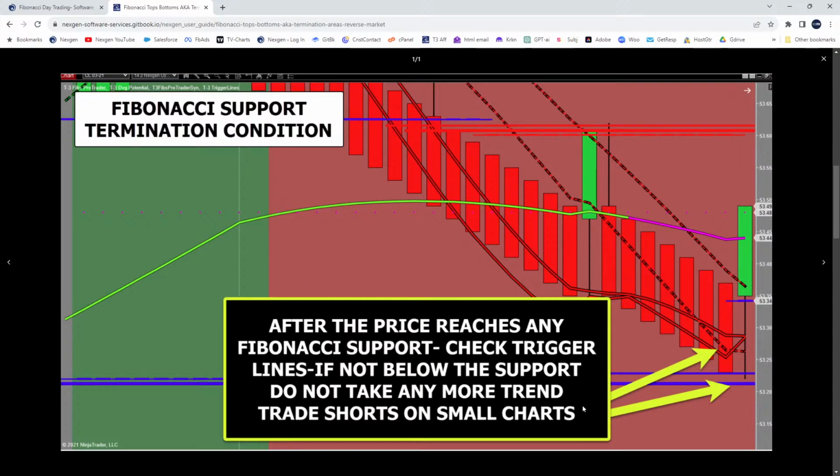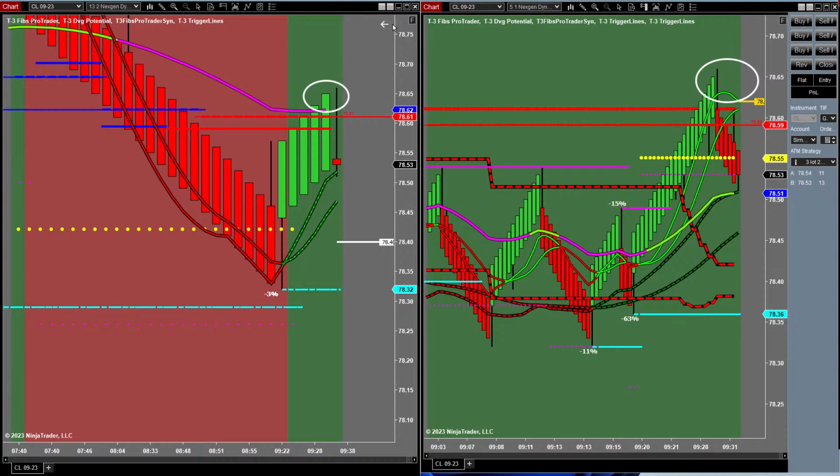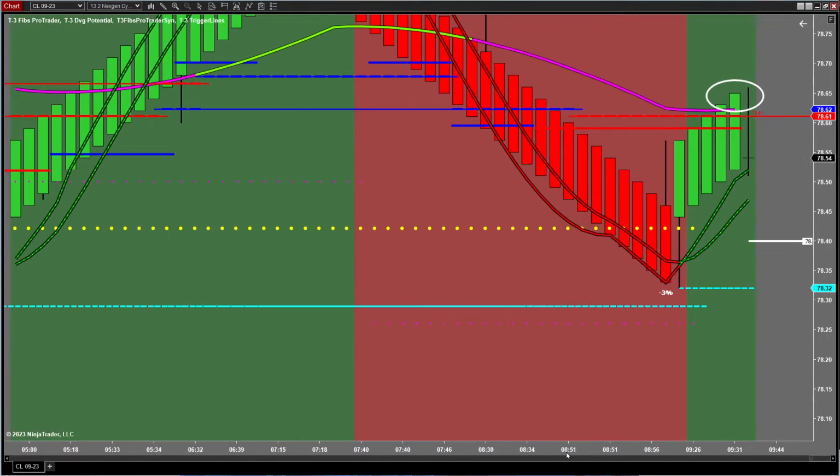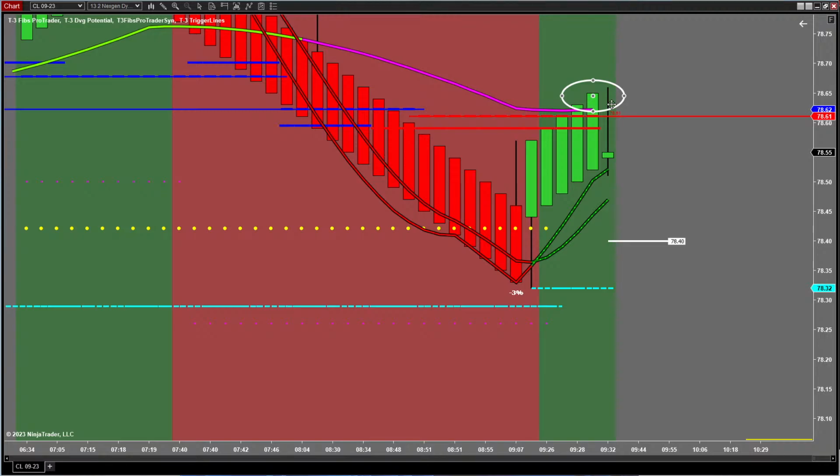But this is the key for new users. When you hit a fib, you have to ask yourself one question, and it's very simple. Where are the trigger lines? It'll answer all your questions. Should the fib hold? Should it break? Where are my trigger lines? And again, just using crude oil since it's up, we have resistance and our trigger lines are below it. So at the moment, resistance may very well hold. Now, do we want to go short?